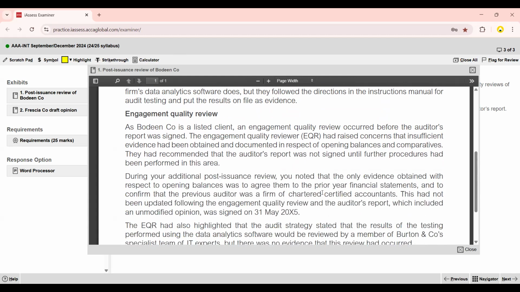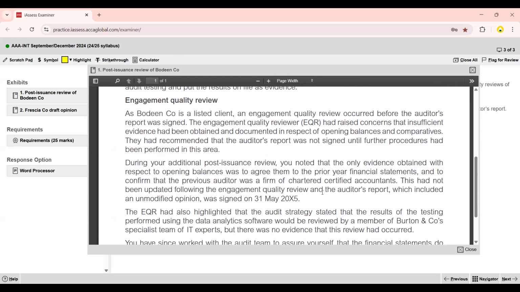Now, engagement quality review. As B Company is a listed client, an engagement quality review occurred before the auditor's report was signed. Yes, we have studied this in ISQM 2. The engagement quality reviewer, EQR, had raised concerns that insufficient evidence had been obtained and documented in respect of opening balances in the first year of the client. Means if it's a new client, then there is a risk of opening balances as well. We have covered this thing.